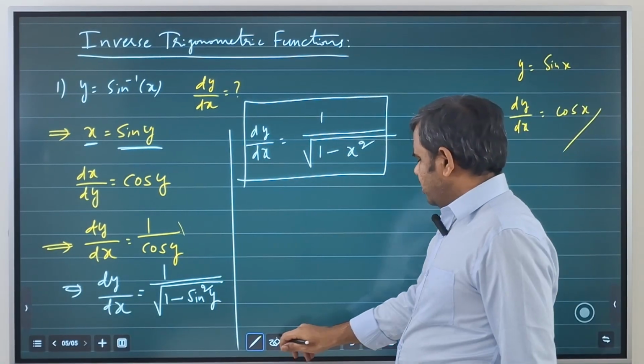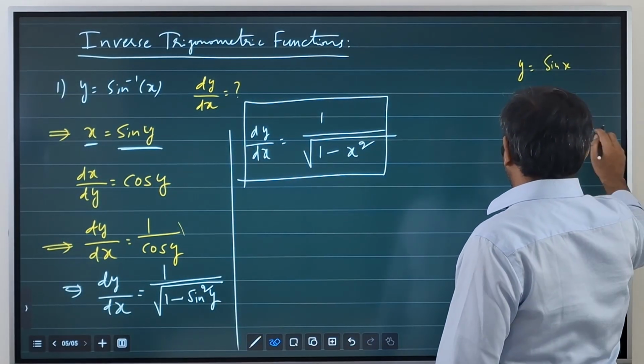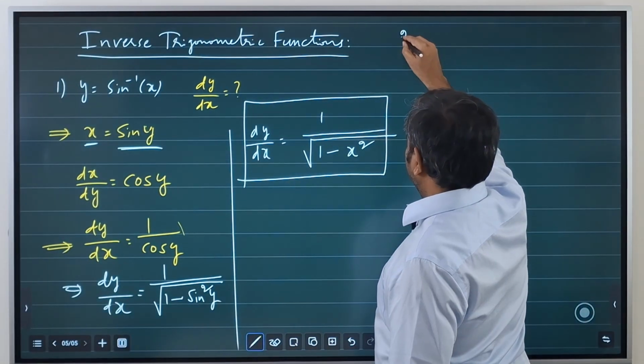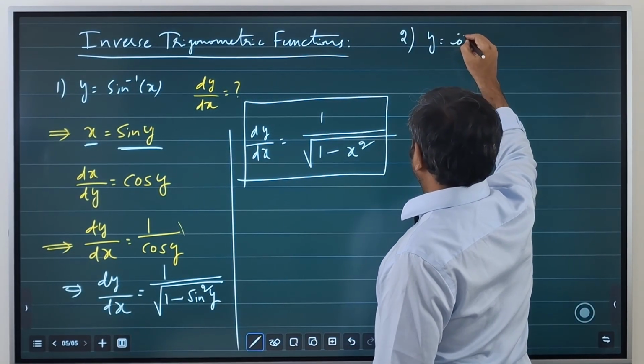Similarly, we can also write down the derivative of cos inverse of x function. Let's look at the second inverse trigonometric function.